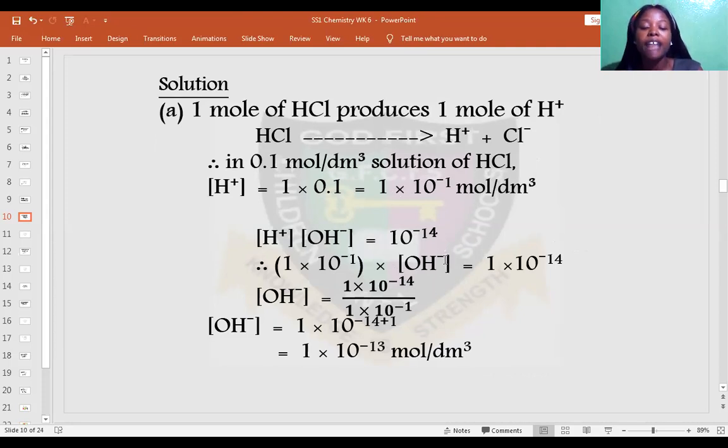If you make hydroxide ion the subject of the formula, you have hydroxide ion is equal to 1 times 10 raised to power minus 14 all over 1 times 10 raised to power minus 1. So hydroxide ion is 1 times 10 raised to power minus 14 plus 1, because the minus crosses the division sign and becomes plus. So hydroxide ion is 1 times 10 raised to power minus 13 mole per dm cube.